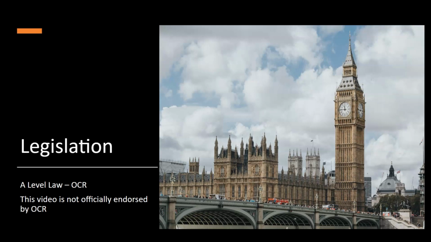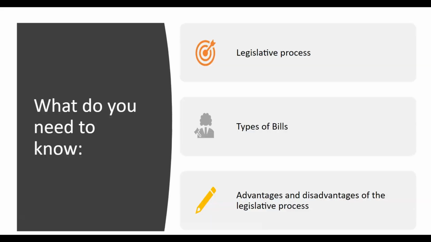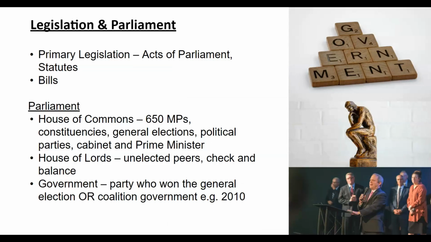Today we're going to be looking at legislation on the OCR specification. So the first thing I want to cover is what you need to know for this topic. You need to know the legislative process, you need to look at the different types of bills, and you need to be able to look at the advantages and disadvantages of the legislative process, which would obviously be a 12 marker, with the legislative process and types of bills being potential 8 markers.